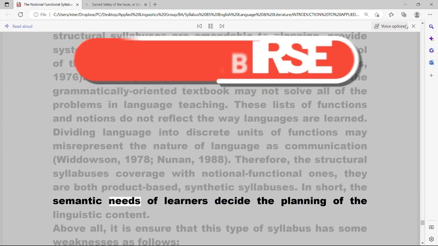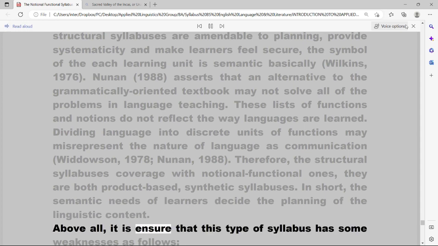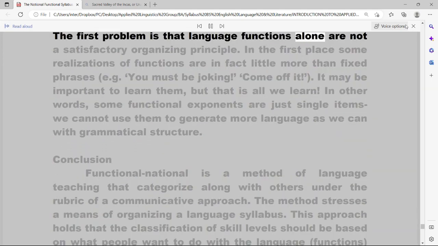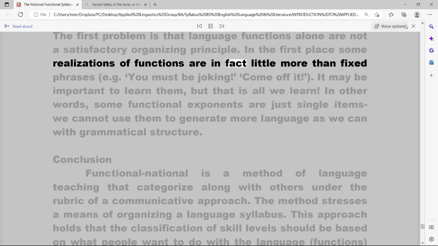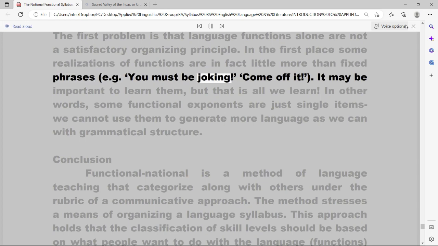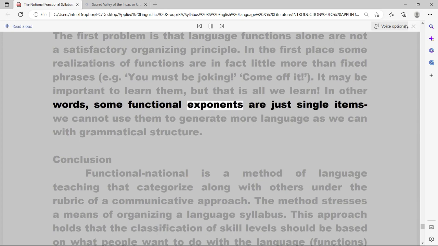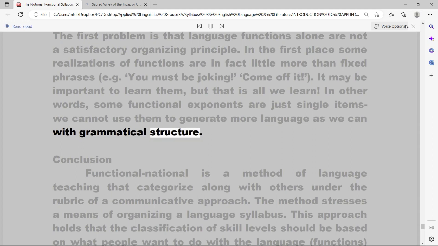In short, the semantic needs of learners decide the planning of the linguistic content. Above all, it is ensured that this type of syllabus has some weaknesses as follows. The first problem is that language functions alone are not a satisfactory organizing principle. In the first place, some realizations of functions are in fact little more than fixed phrases, e.g., you must be joking, come off it. It may be important to learn them, but that is all we learn. In other words, some functional exponents are just single items. We cannot use them to generate more language as we can with grammatical structure.